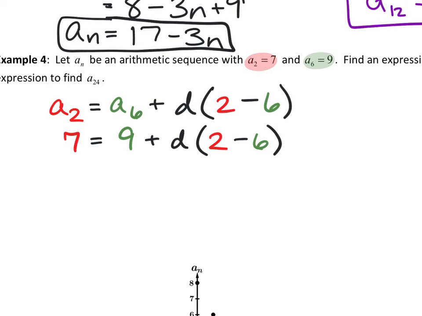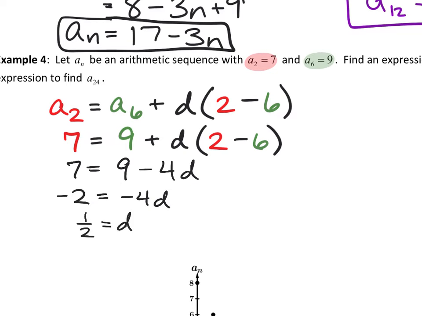2 minus 6 is negative 4. I'm just simplifying here. So this is 7 equal to 9 plus, we'll do minus 4 times d, because 2 minus 6 is negative 4. Subtract 9 to both sides, that would end up being negative 2 equal to negative 4 times d. Divide by negative 4 on both sides. Negative divided by negative cancels. 2 divided by 4 is 1/2. So we get that d is equal to 1/2.